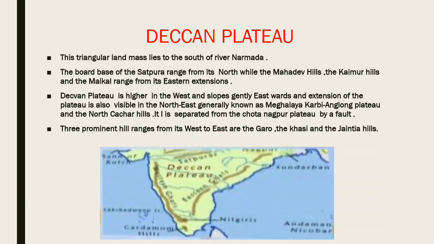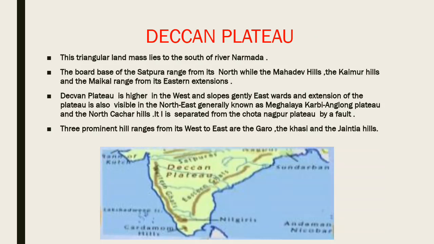Then come to our Deccan Plateau. This triangular landmass lies to the south of the river Narmada. The broad base of the Satpura range forms its north, while the Mahadev Hills, the Kaimur Hills and Maikal range form its eastern extensions. The Deccan Plateau is higher in the west and slopes gently eastwards.